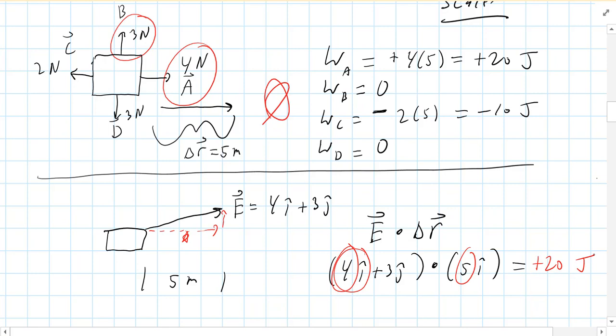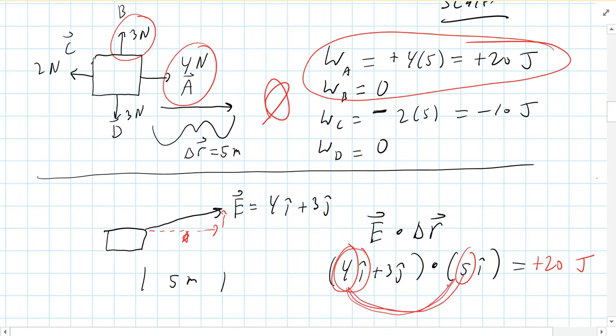That part of the vector is not parallel to your displacement in any way. So your answer would be positive 20 joules, same as when you added these two together up here, okay? So what did you learn? Well, when you're doing dot product in unit vector notation, you multiply the like terms. Your i's times the i's, and j's times the j's. And if you're doing a 3D vector, it would be k times k as well.